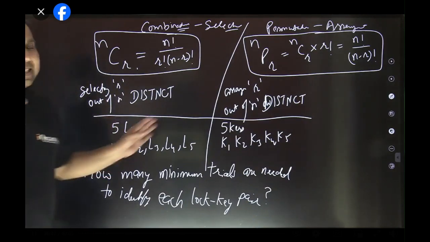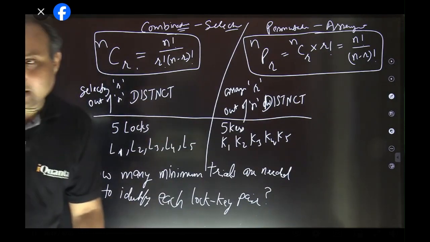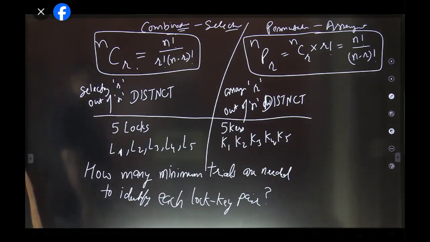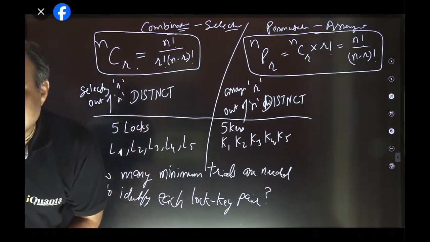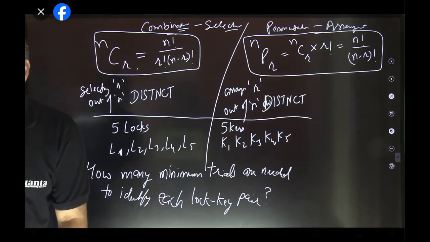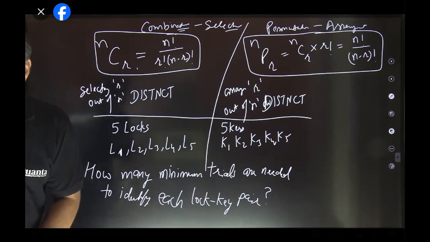Each log is associated with exactly one of the keys. So there are 5 logs and 5 keys. So what is the least number of trials required? Now by seeing 5, we are saying 5 factorial. Why 5 factorial? What are those 120 ways? 120 is too much. What are the 120 ways?